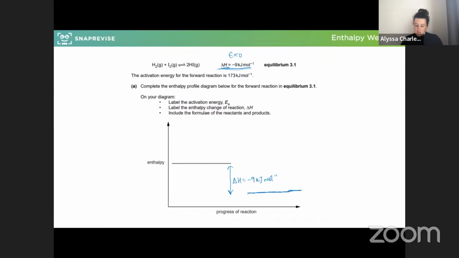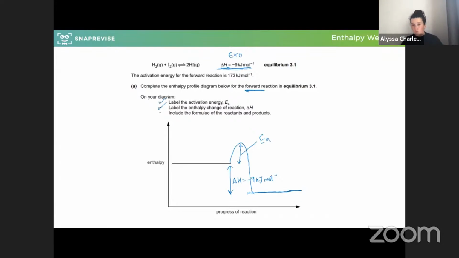So they've asked us to label the activation energy. So I need to show the progress of the reaction. I must show the progress of the reaction. And then I need to label my activation energy, which is from the reactants to the top of the hump, always. So that's the first one. I need to label the enthalpy change of reaction delta H, which I have done as well, tick, tick. And then include the formulae of the reactants and the products.